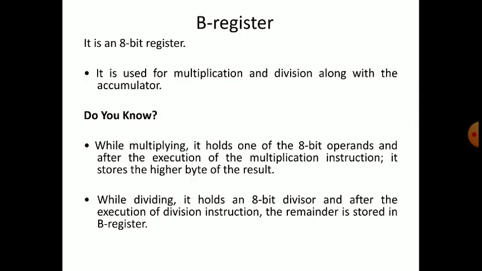Now the next general purpose register is the B register. It is an 8-bit register. It is used for multiplication and division along with the accumulator. In the case of multiplication and division, we need two operands, right? For multiplication and division, such operations need two registers. For summing and subtraction also, we need two operands, right?